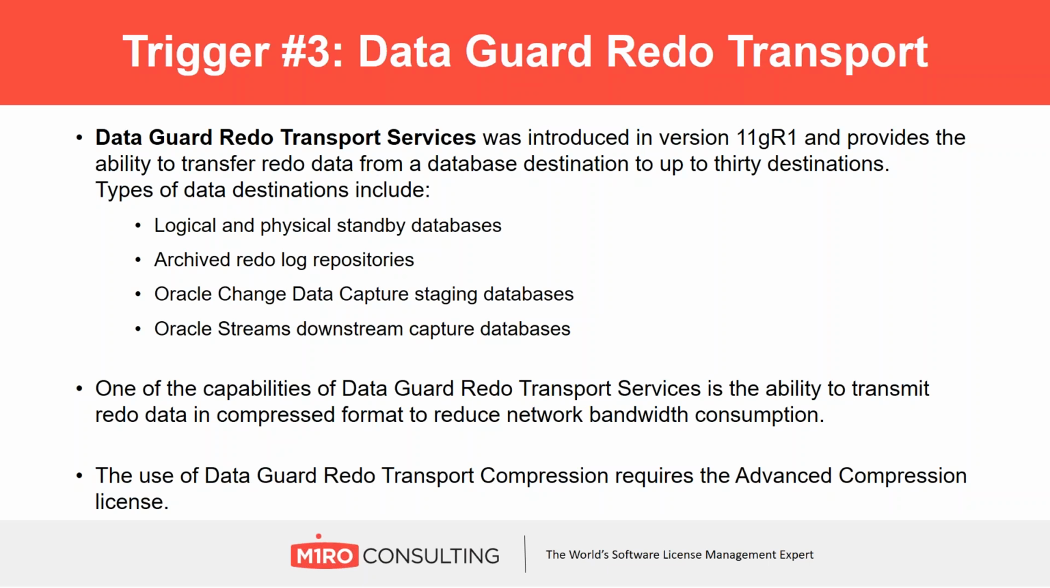So one of the capabilities of Data Guard redo transport services is the ability to transmit this redo data in a compressed format in order to reduce your bandwidth consumption. What's really simple here is that if you utilize the compression option, it does require the Advanced Compression license. So this one's very straightforward. There's a parameter that says enabled or disabled, so you want to make sure that it's disabled, otherwise you will get Advanced Compression usage.